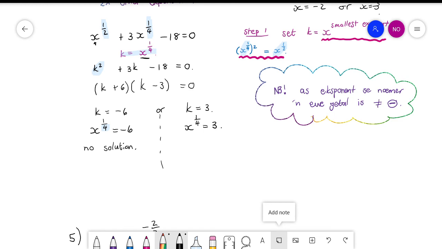But on the right-hand side, you do as you did with your homework. How do we get rid of a quarter? We have to times it by 4. Do you agree? So I do that on the left-hand side and on the right-hand side. I just want to give myself some more space. So then x is equal to 81.